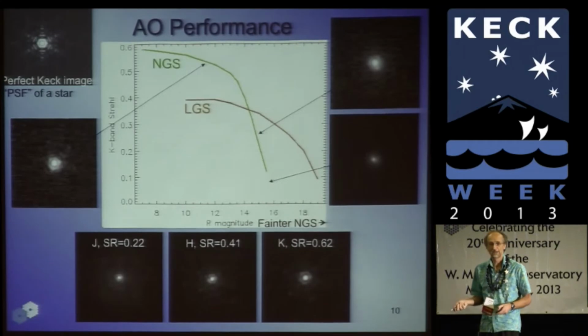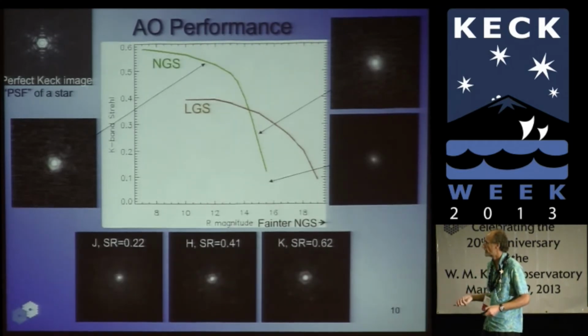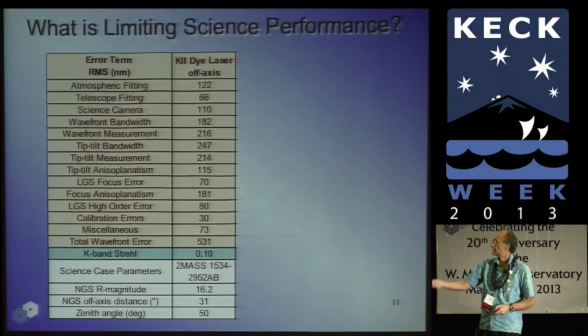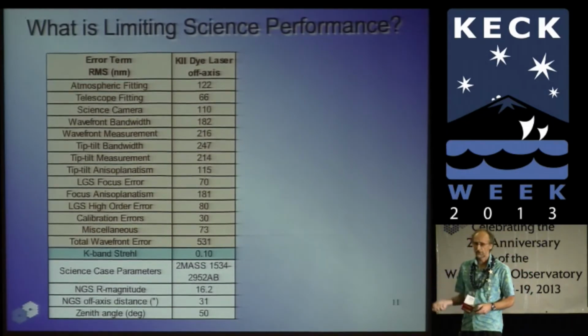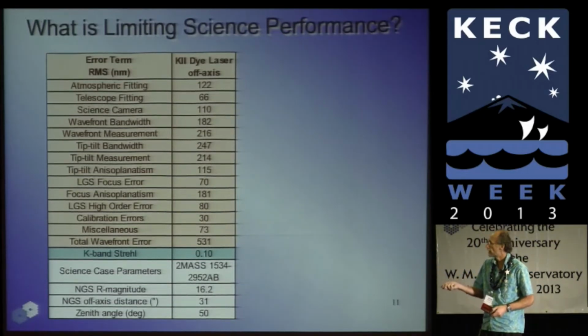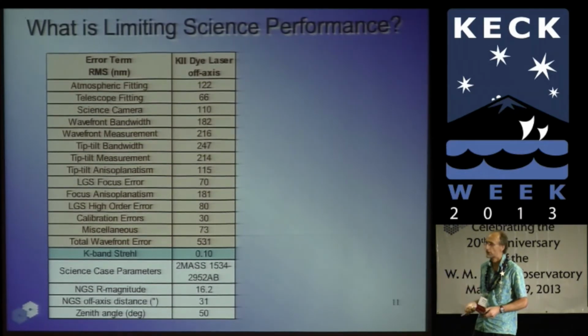Astronomers are always challenging us, so the normal science case is much more difficult. Here's an example of a science case observing a brown dwarf binary, one of Mike Liu's targets, with a fainter natural guide star, off-axis, 30 arc seconds, and observing at 50 degrees zenith angle. So these are the sort of error budgets we use to drive our development efforts. These are all the error terms that contribute to the degradation of the image. So we focus on the biggest terms, for example, the bandwidth of measurement errors for image motion, and bandwidth of measurement errors for higher order.